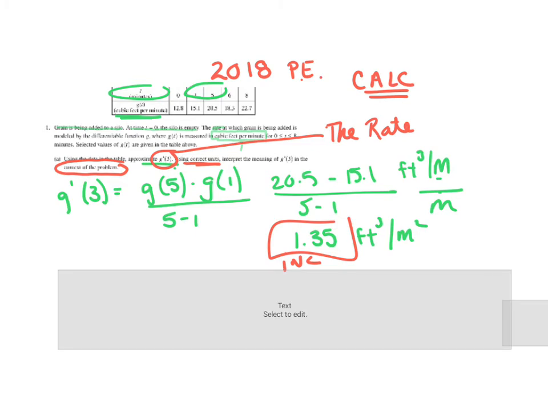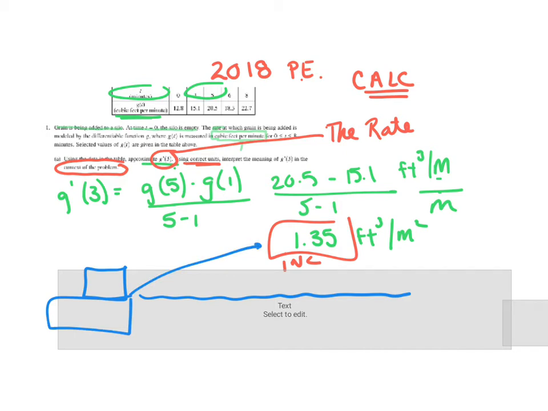So again, I just want to stress I used the rate. And here's the context of the problem at which grain is being added to the silo. And here's what it's doing. It's increasing because that derivative was positive at this rate, and I have my units in there.